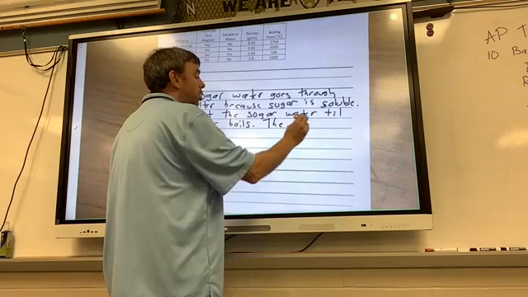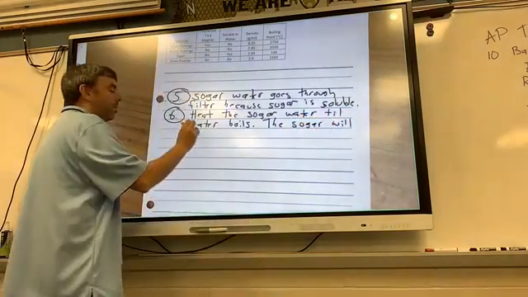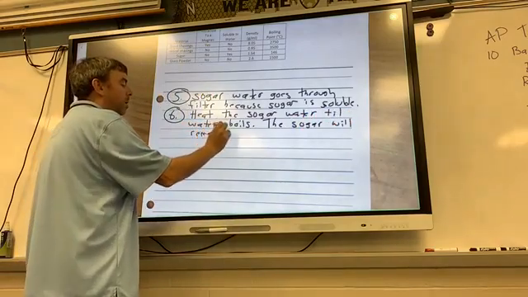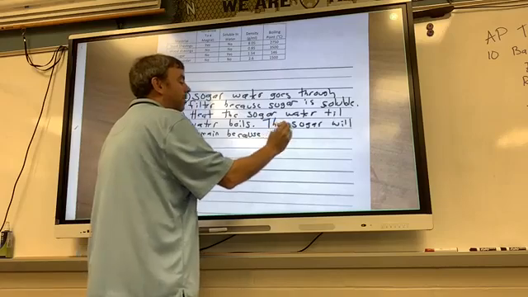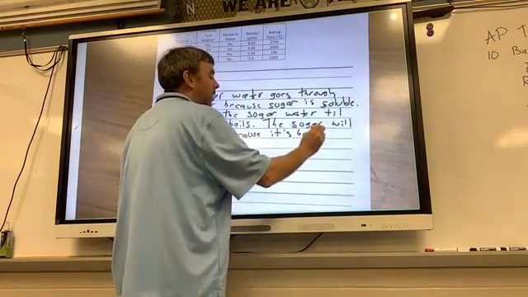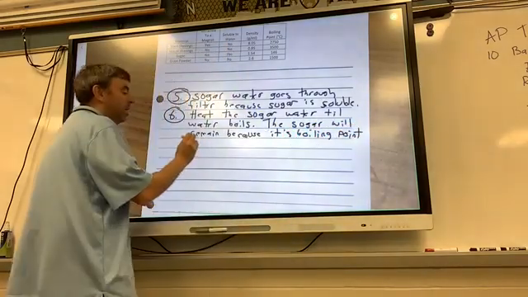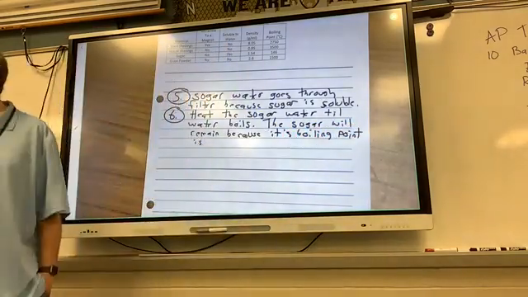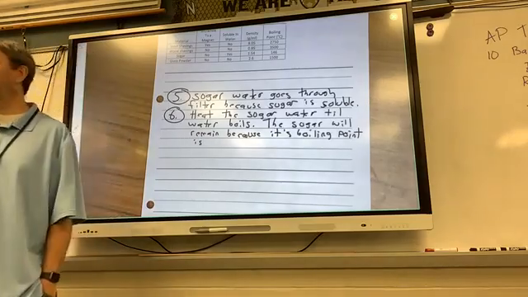The sugar will remain because its boiling point is what? You could say 146 degrees Celsius, or you could say is greater than water. Either one of those, yes.